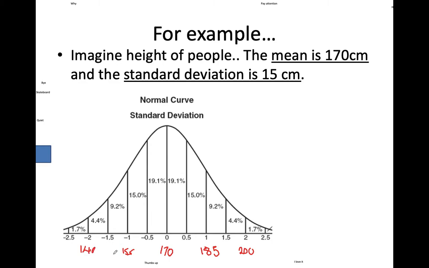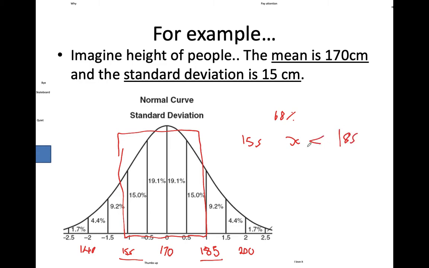If we study this, by focusing on the central part of the graph like we did on the previous slide, we can see that 68% of people, based on this information, are going to be between the lower bound, which is 155, and let's call the height of the people x, and the upper bound, which is 185. So this effectively is how we use this graph in practice. Hopefully this is starting to make a lot more sense now.